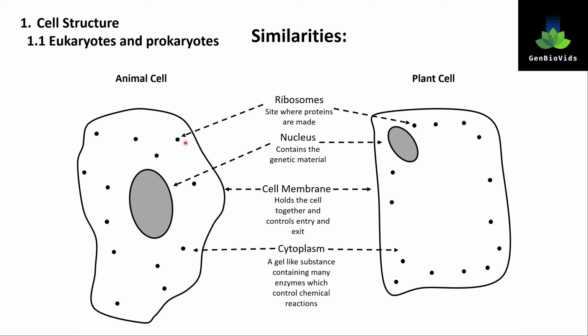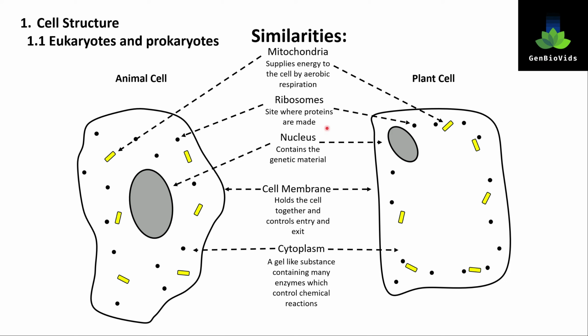Next up is the ribosome, and this is a site where protein synthesis occurs, so where the proteins are made. And finally, we have the mitochondria. Now the mitochondria produces energy by aerobic respiration. So it gives the cell energy to perform all the chemical reactions needed for cell survival. So we've talked about the similarities.